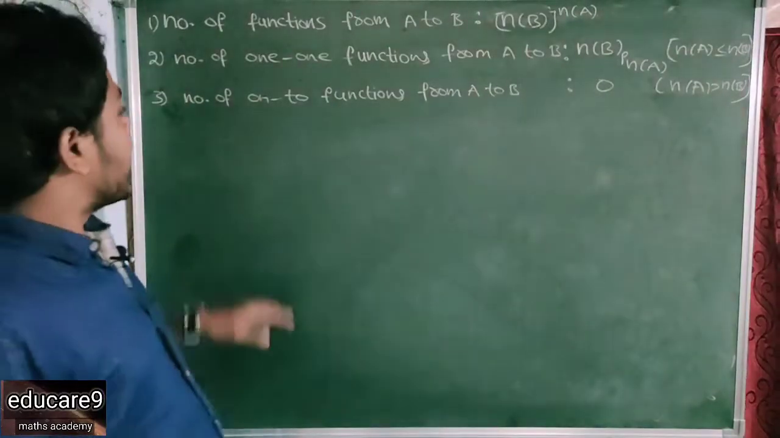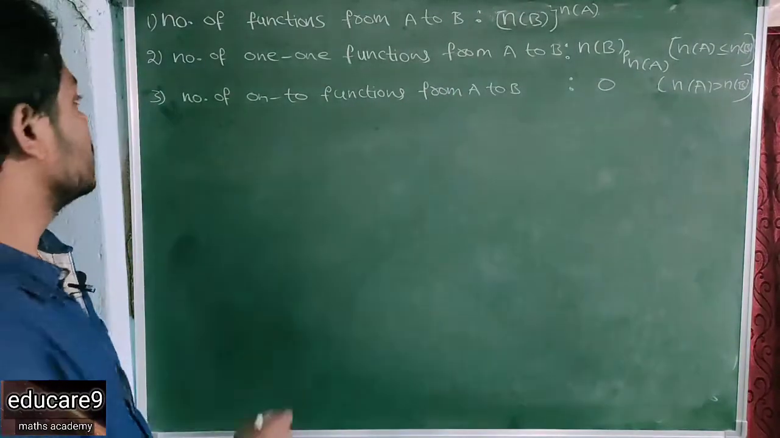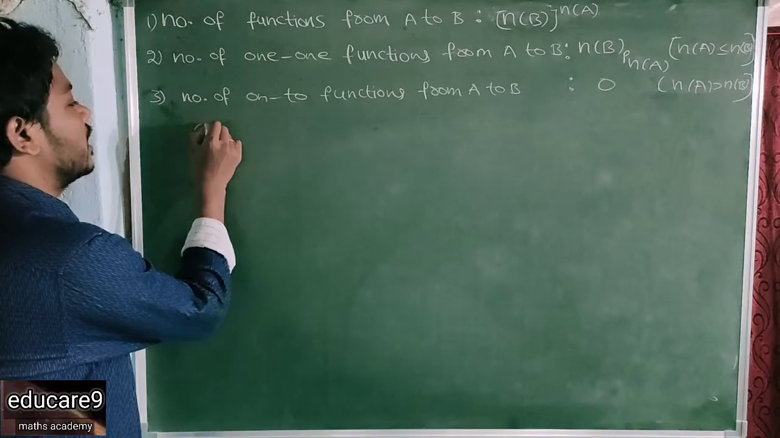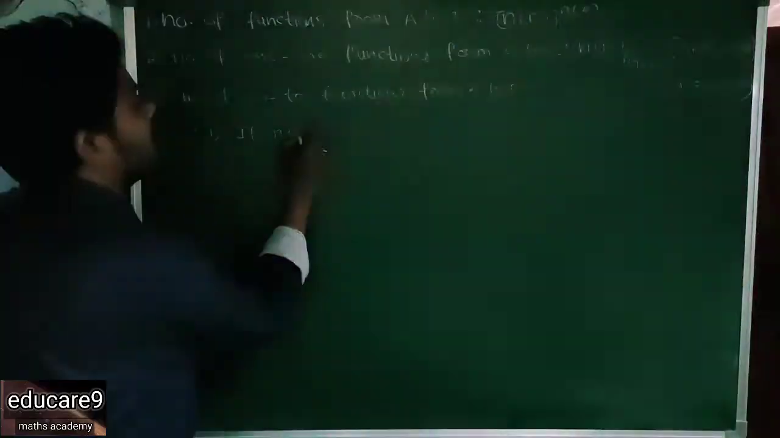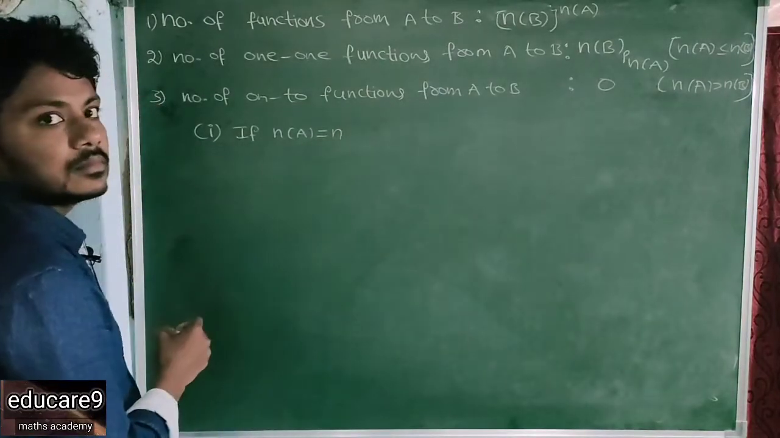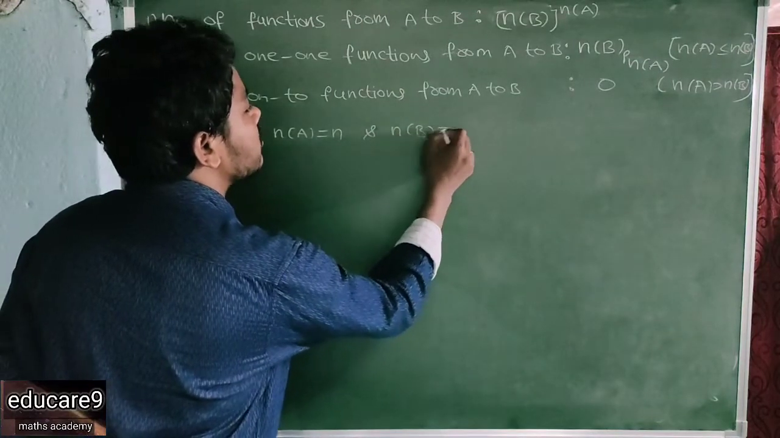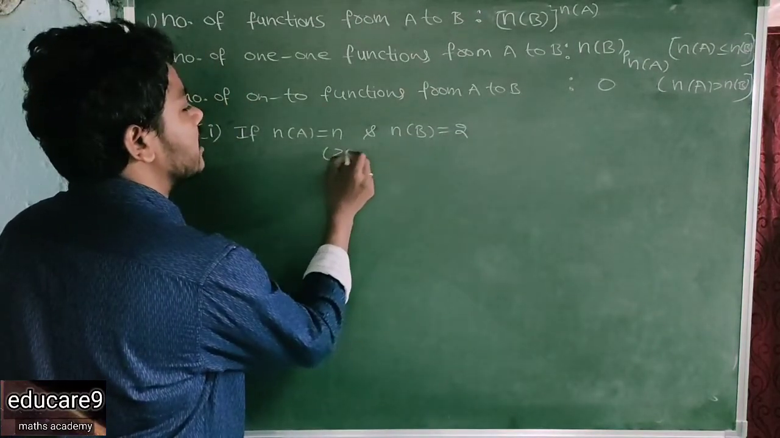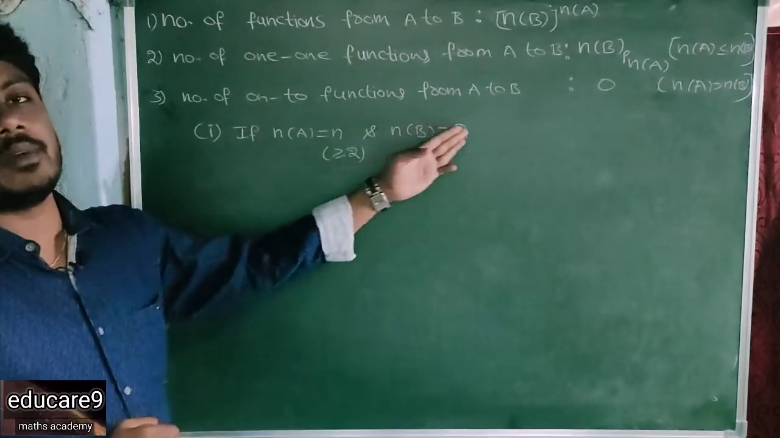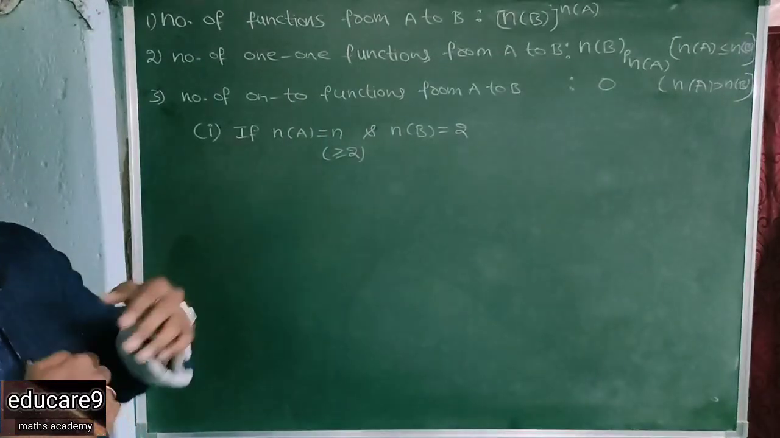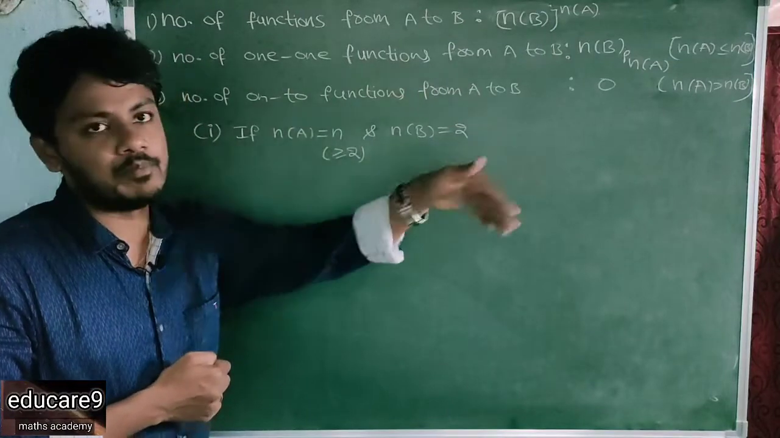The last one, the number of onto functions from set A to set B. See here, in this first one, if n(A) is equal to n and n(B) is equal to 2, here n is always greater than or equal to 2. So the number of elements in A is n, and the number of elements in B is 2. So in this case, you want to find the number of onto functions from set A to set B.